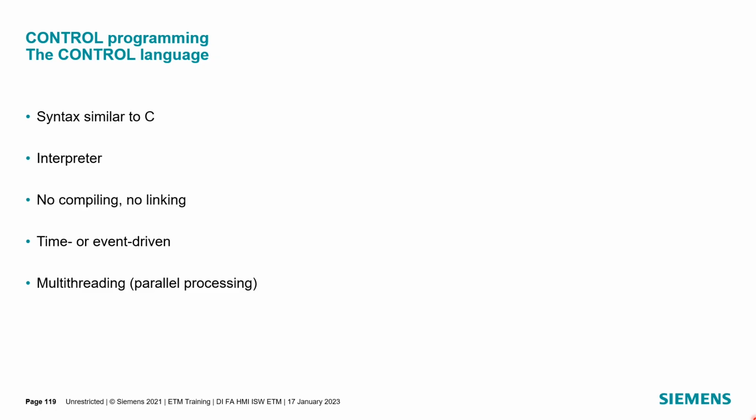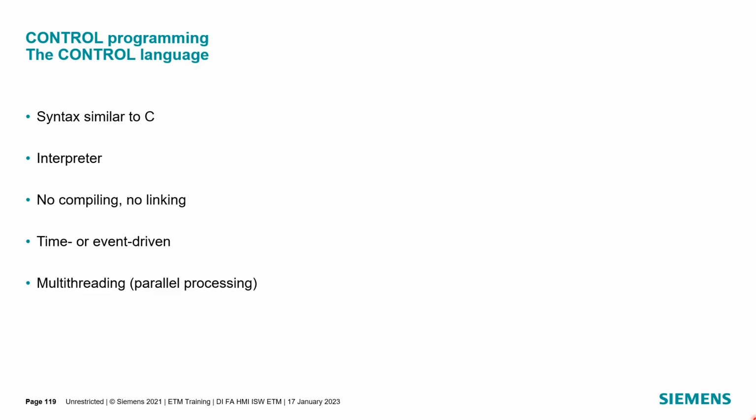Control is similar to C with some differences. For example, counting in table rows starts with the first row having the number 1 and not 0 like in C. Control is a case-sensitive language, so we distinguish between upper and lower case. Be careful to avoid typos, and also use the tab key on your keyboard for autocompletion. Anyway, we are dealing here with an interpreter language, so no compiling, no linking.